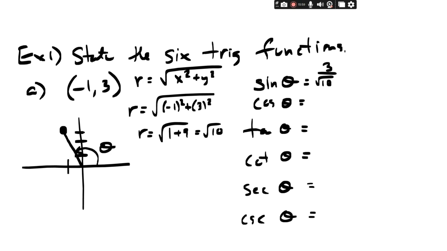Anybody give me cosine? Perfect. -1 over root 10. Now notice also, hey, Mr. NG, you are not rationalizing your denominator. True, true. You could rationalize the denominator if you like to, but normally we are not going to rationalize the denominator. Good?